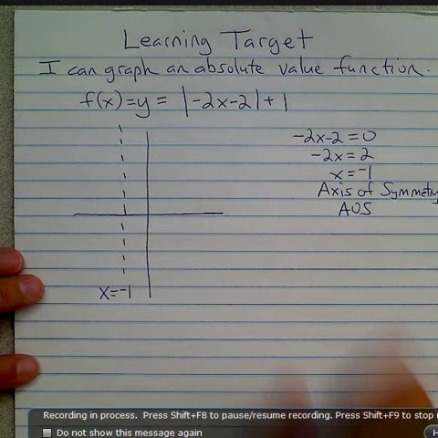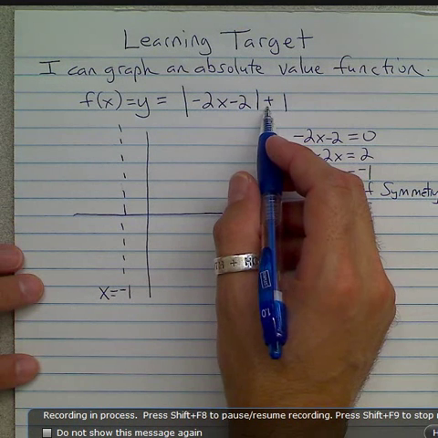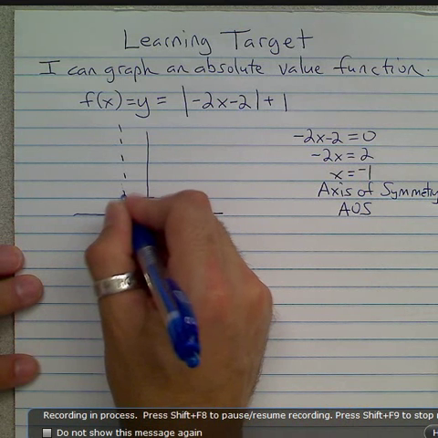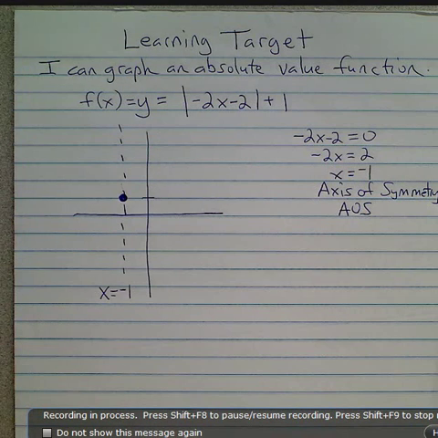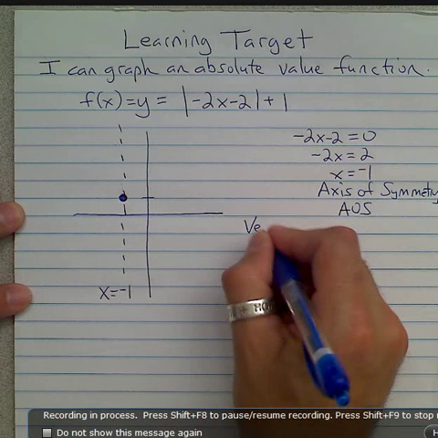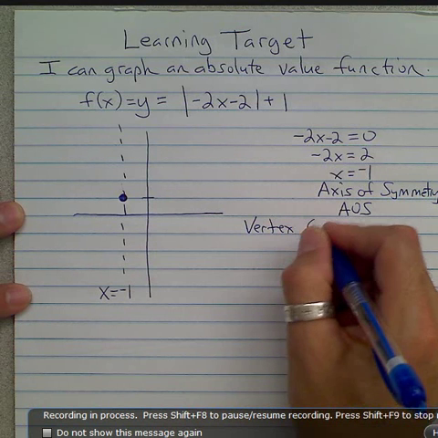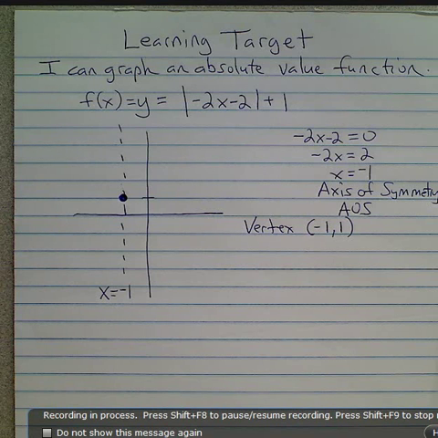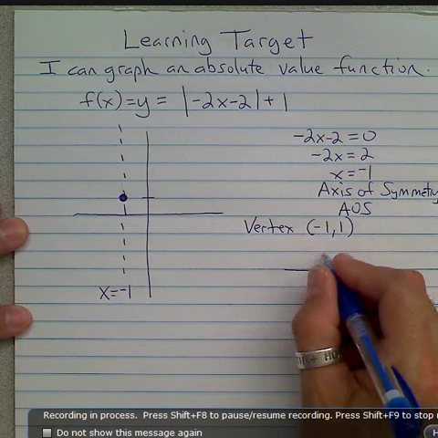Now, we do notice that we have a shift of up 1. This pretty much follows our normal procedures of going up 1 because of the plus 1. This will be our vertex. So we have a vertex at negative 1, comma 1. In order to complete our graph, we're going to go ahead and plot some points.